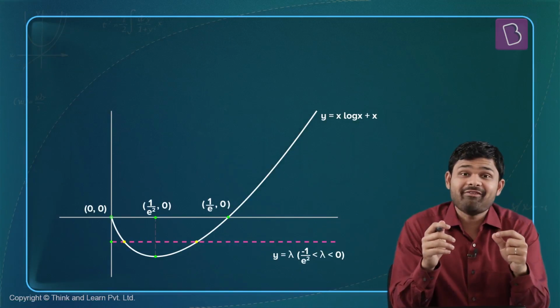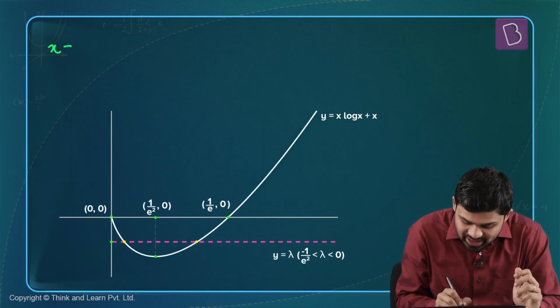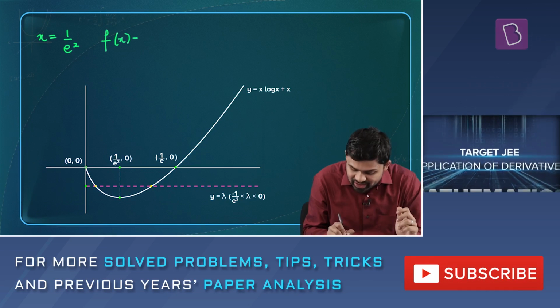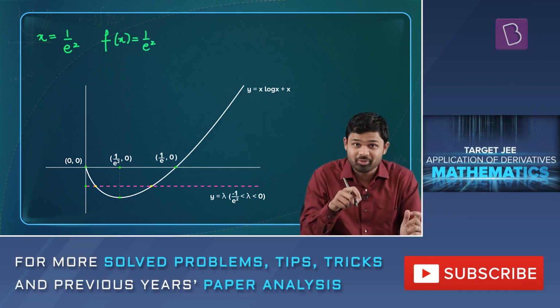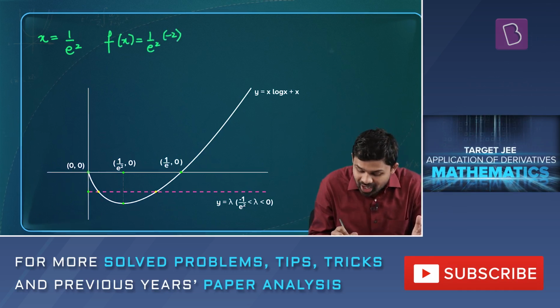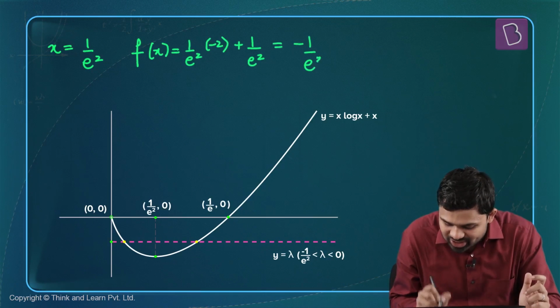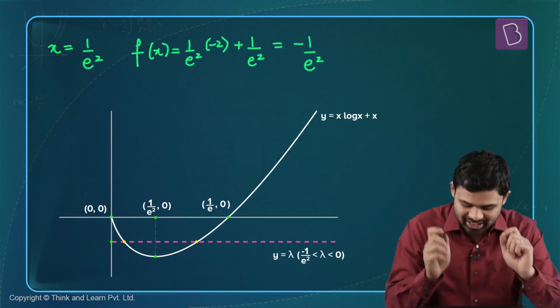So let's plug in the value of x at the critical point. When x is at the critical point, x is equal to 1 upon e square, the value of the function f of x is going to be x log x, 1 upon e square into log of 1 upon e square is going to be minus 2, plus x, which is 1 upon e square. This is going to be minus 1 upon e square. So the value of lambda is minus 1 upon e square at that critical point.